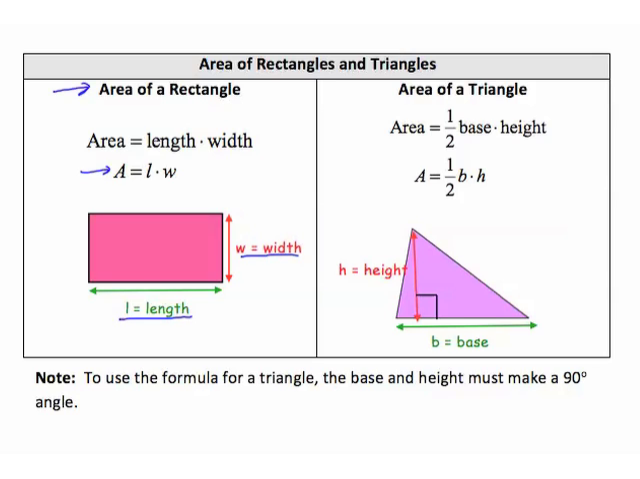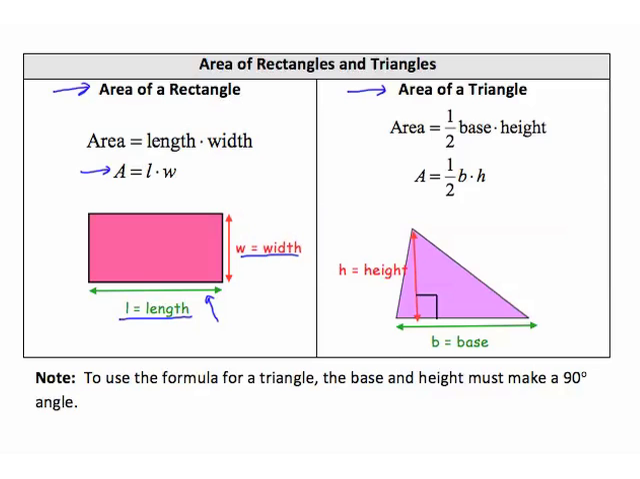Now, it doesn't matter if we interchange these measures, the length and width. We could have said that the bottom of this rectangle was the width and the side was the length. It won't make a difference, and it certainly won't make a difference when we're trying to find the area of a rectangle. Now let's take a look at the formula for the area of a triangle.